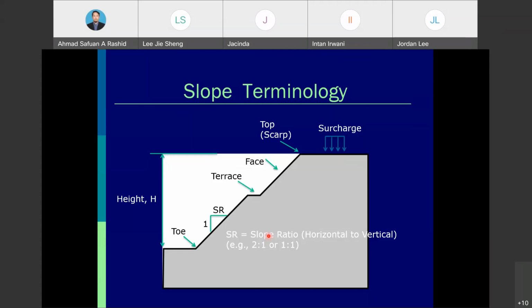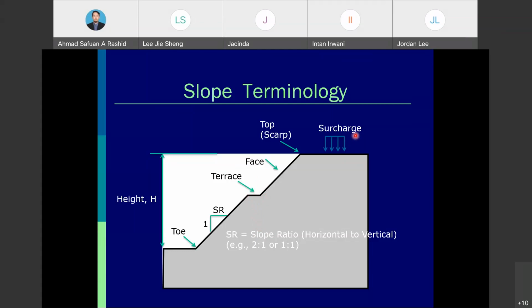So it's not very safe to use 1:1. In some situations they use 1.5 to 1, so the slope is around 30 something. For every 6 meter height of the slope, we need to construct a berm or terrace, with the width of the terrace or berm around 2 meter, to allow any machinery to park or be put on the terrace or berm.